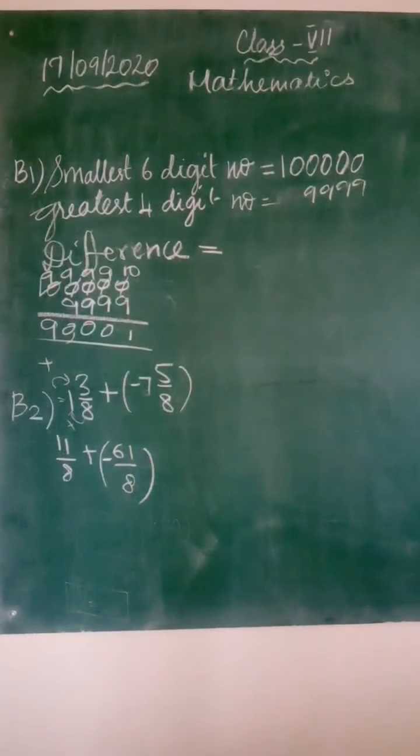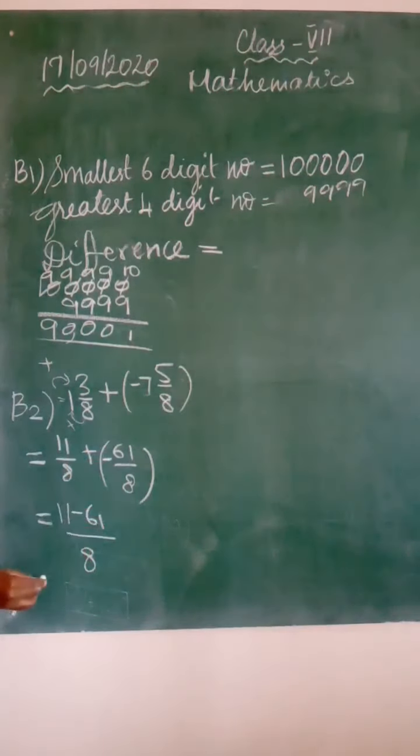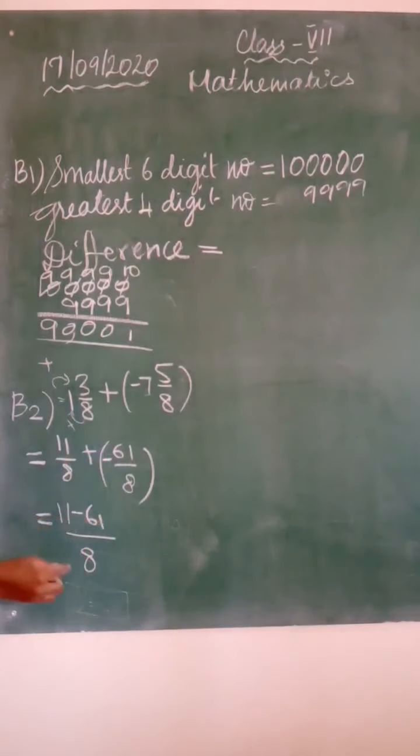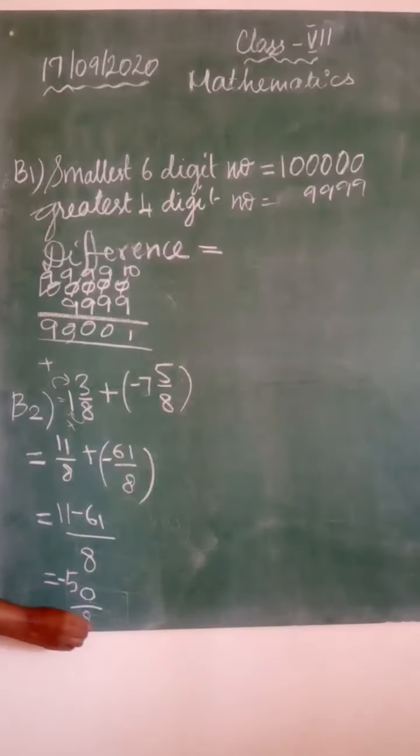Okay, is it clear? So next you will have the denominator 8 common, right? So 8 as it is, 11 and minus 61. So here you have to subtract. 61 minus 11 is how much? 50. What is the sign of the bigger number? Minus. So minus 50 by 8. Is it clear? So this is your answer.